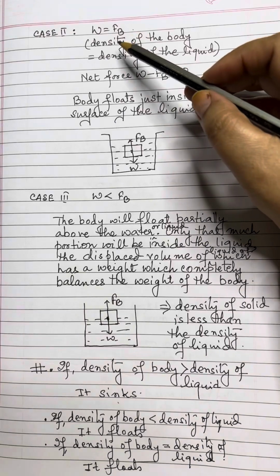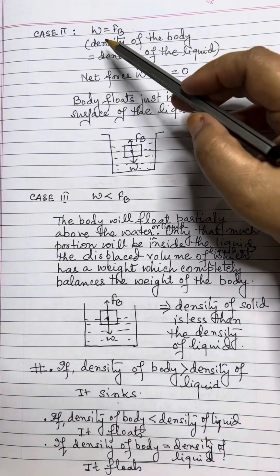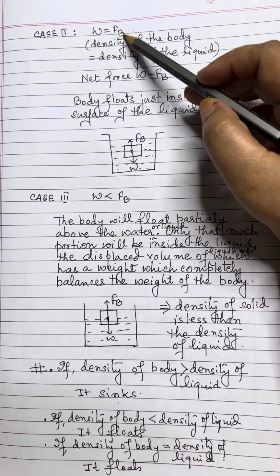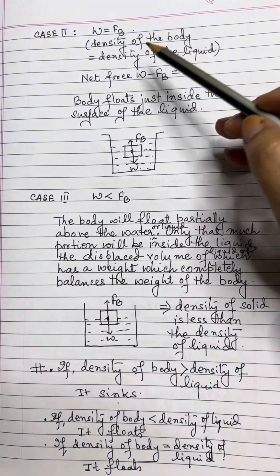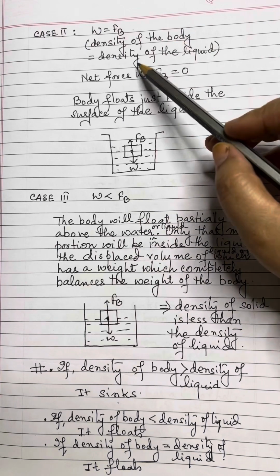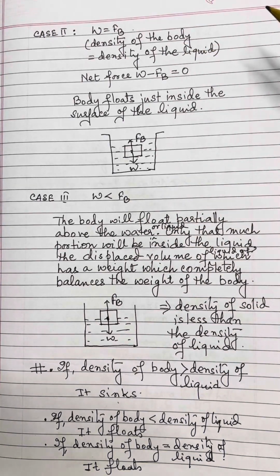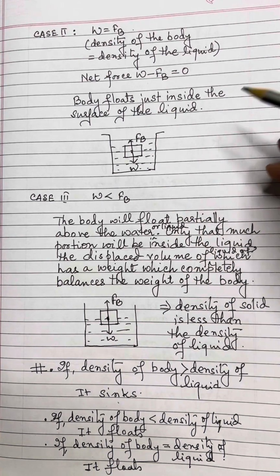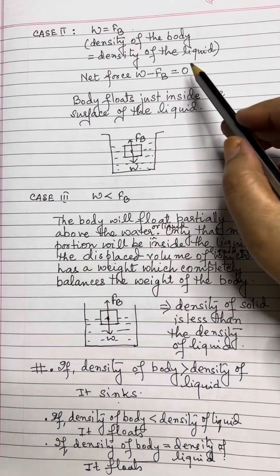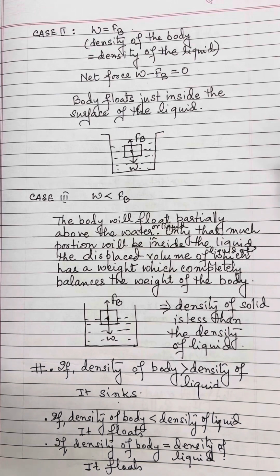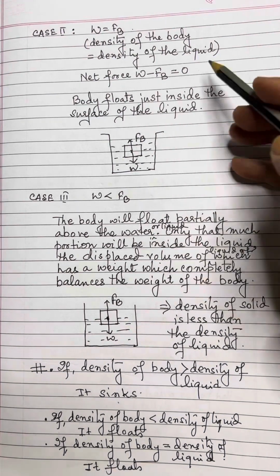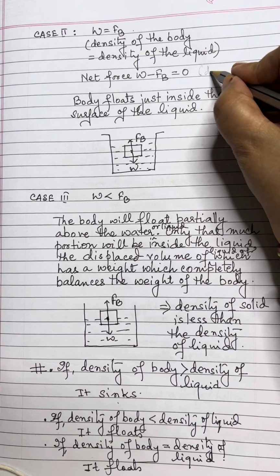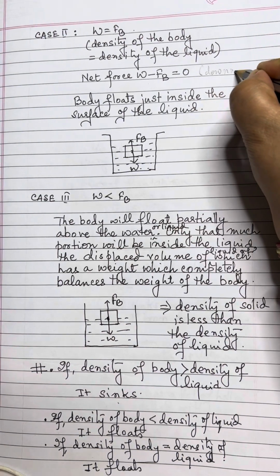Now let us consider a second case where the weight of the body is equal to the upthrust experienced by the body. This happens when the density of the body and the density of the liquid are equal. So the net force acting on the body is 0. Over here it is downward because we are taking W minus FB. So the net downward force acting on the body is 0.